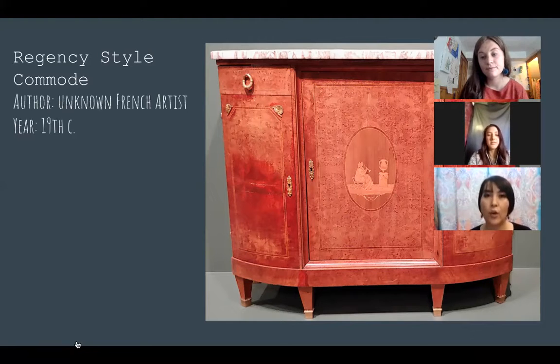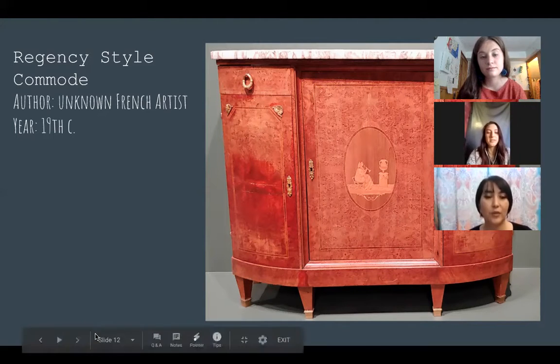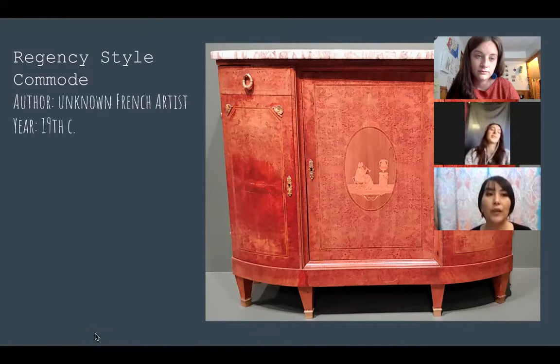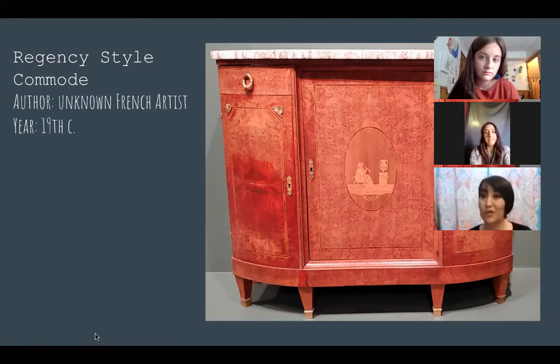All right, I hope you find this intriguing, because if you look at the name of the piece, it's called Regency Style Commode. So when you think about that word commode, does it sound like the word commodity? Yeah. If you think about it, many, many years ago, there was no running water inside homes, and that means there were no toilets inside houses. So for really rich people, how do you think they went to the bathroom in the middle of the night?